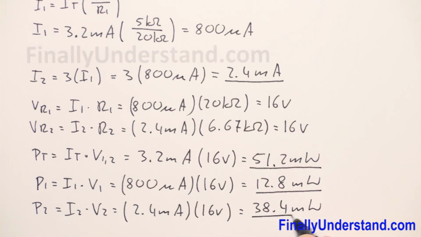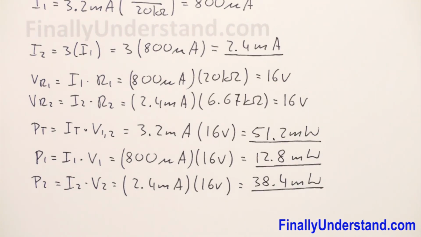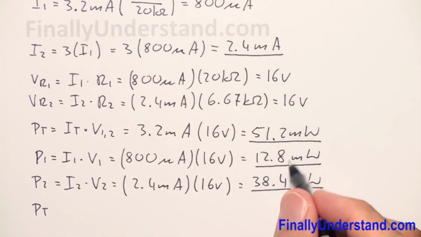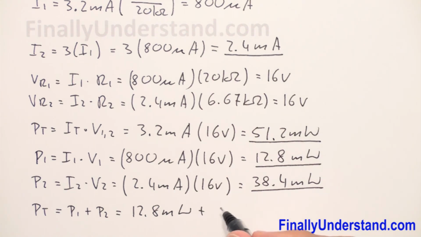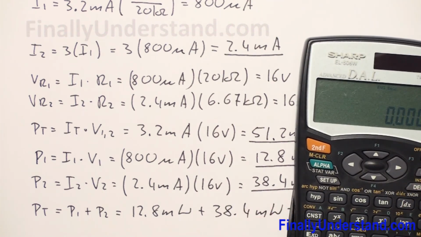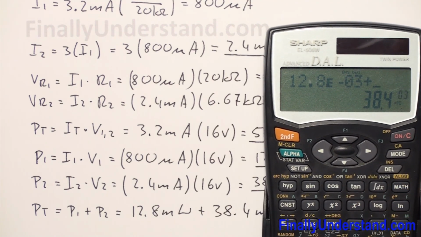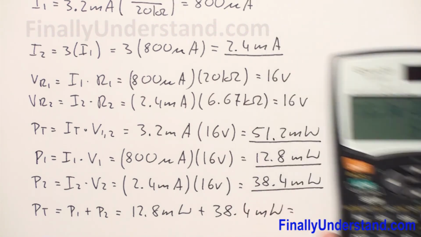milliwatts. Now we are going to find the power in a little bit different way. You have to keep in mind that total power in the circuit is the sum of all these powers. So I have P1 plus P2. P1 is equal 12.8 milliwatts plus 38.4 milliwatts. So I have 12.8 exponent negative 3 plus 38.4 exponent negative 3. This is equal 51.2 milliwatts.